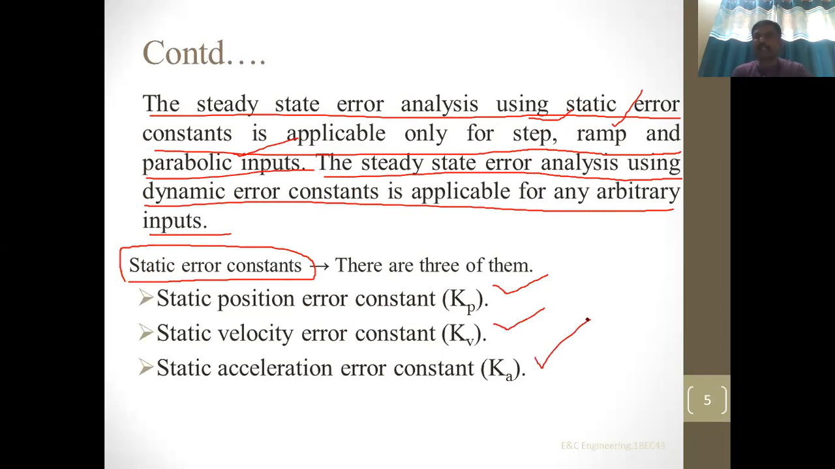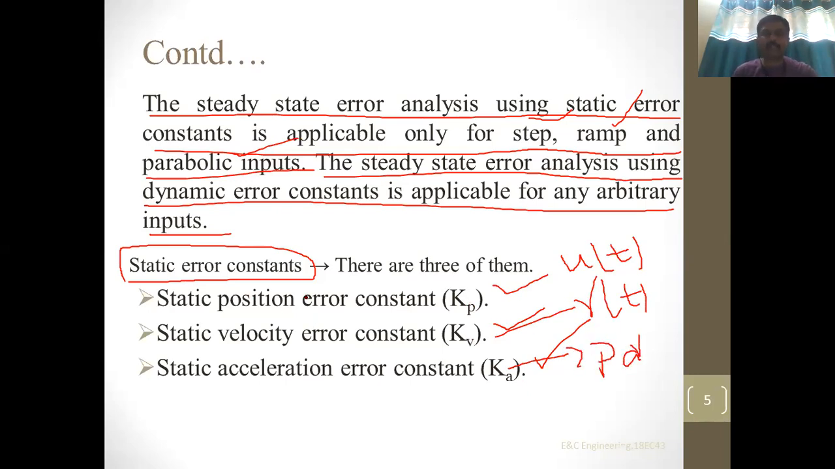When we start analyzing the steady state errors for different inputs like unit step, unit ramp and unit parabola, we come across 3 static error constants or coefficients: Kp, Kv and Ka. Kp is applicable for unit step, Kv is applicable for ramp input, and Ka is applicable for parabolic input.